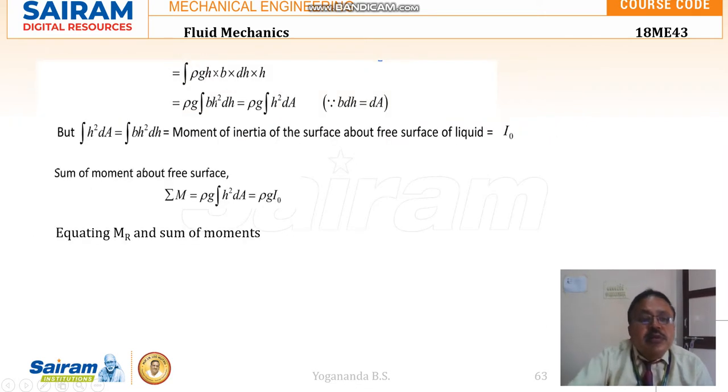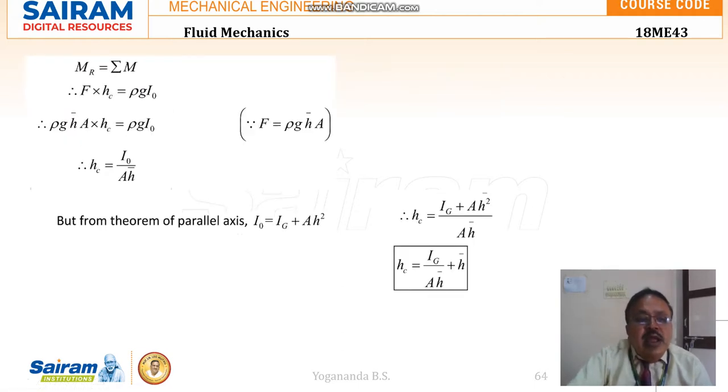Now we get the sum of the moments of the forces as rho G into the integration of dA H square. We know that the integration of dA H square is nothing but the moment of inertia, given by Io. So the sum of the moments about the free surface is rho G Io. Equating the sum of the moments and simplifying, we get this equation for Hc.